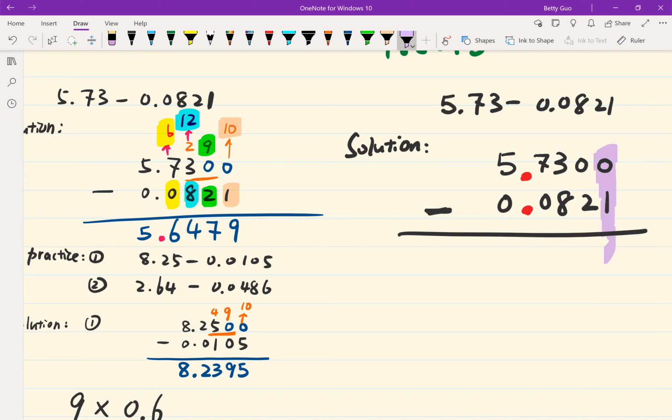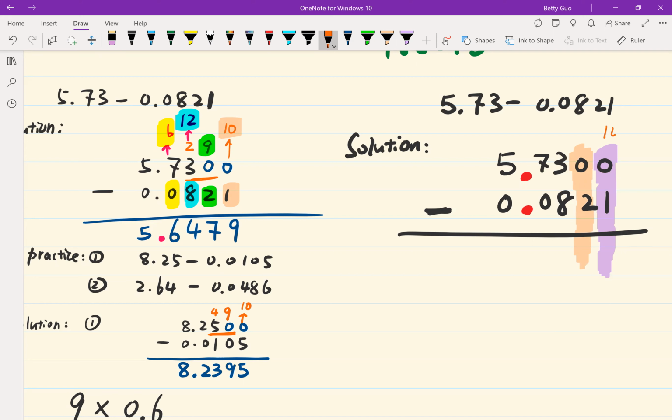So tens, hundreds, thousands, that is the ten-thousands place, right? The purple place. And we want to do 0 minus 1. But the 0 cannot minus 1, right? We would have a negative number. So in order to subtract 1, we have to borrow from the thousands. We want to borrow 1 from the thousands, the orange column. So we're going to borrow 1 from the orange column.